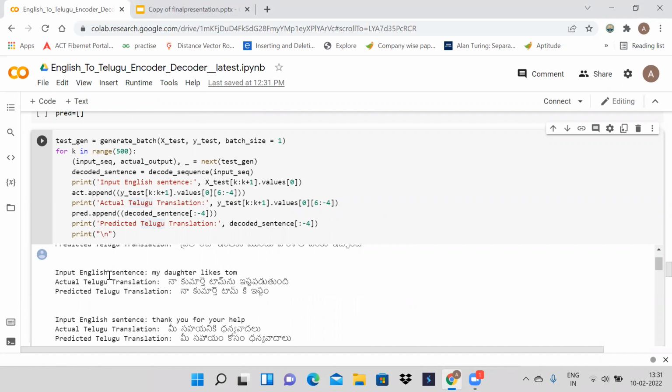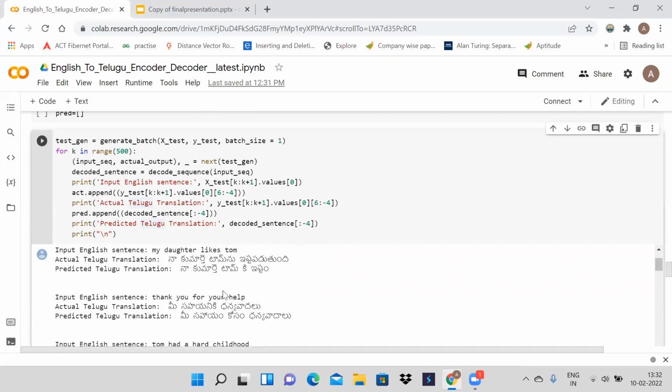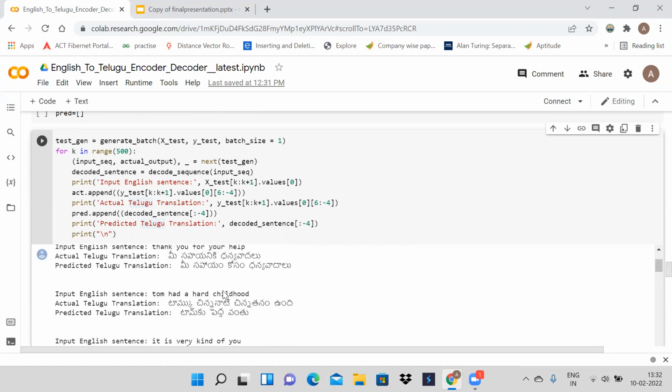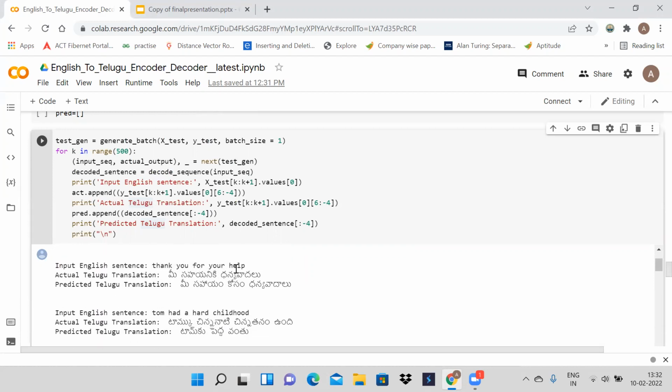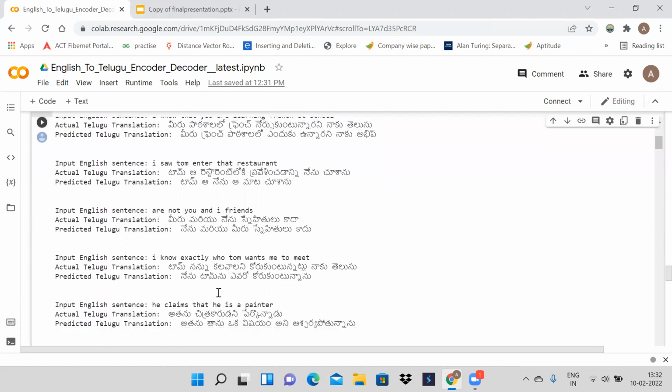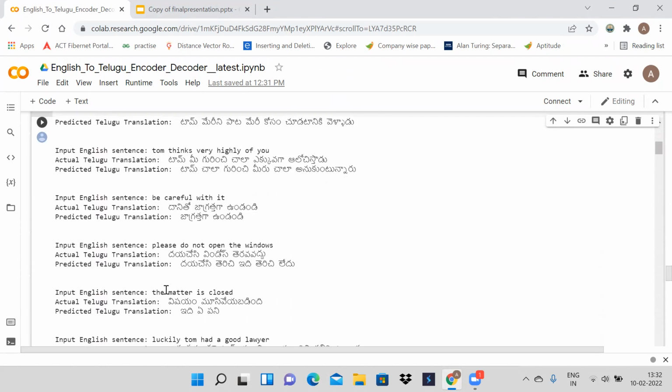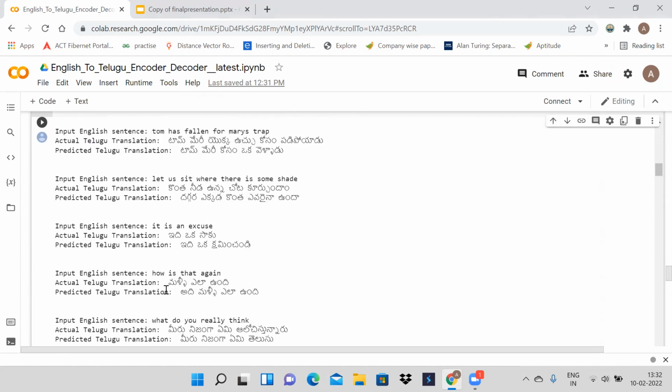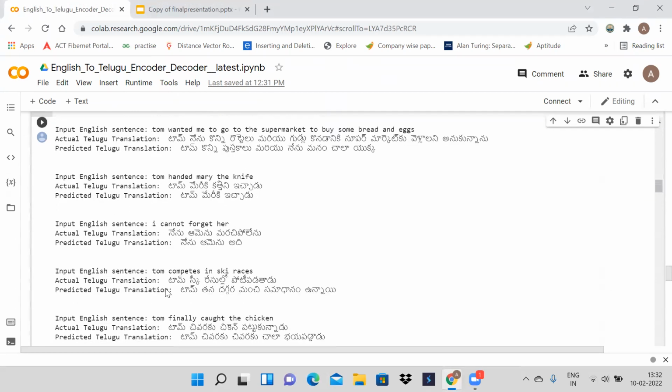And the next input sentence is "my daughter likes Tom." The actual translation sentence is నా కుమార్తె టామ్ ను ఇష్టపడుతుంది, and the predicted translation is నా కుమార్తె టామ్ కి ఇష్టం, which is closer to the actual sentence. And the next one is "thank you for your help," మీ సహాయానికి ధన్యవాదాలు. The predicted sentence is మీ సహాయం కోసం ధన్యవాదాలు. The words are different, but the meaning is almost the same. So these are the output sentences which we have got.